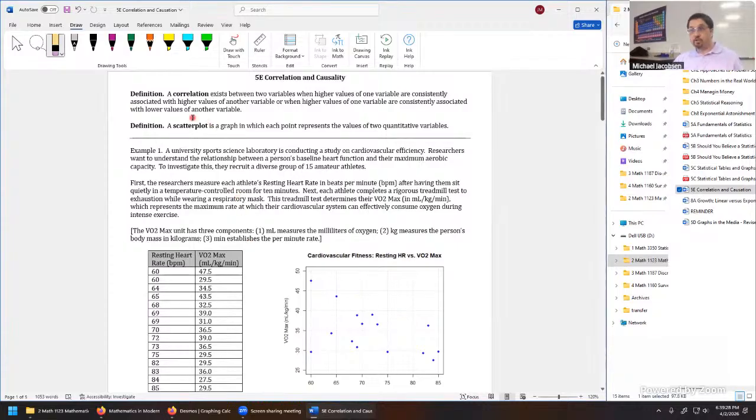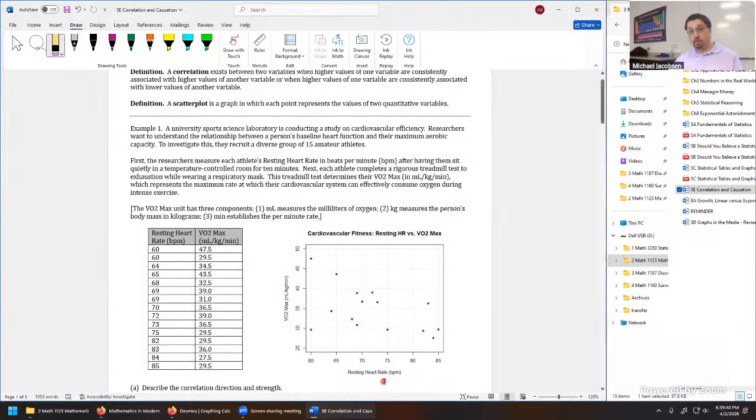In the scatter plot, we're just looking at a graph in which each point represents the values of two quantitative variables. So if we, for example, took a look at this scatter plot, there's a quantitative variable, resting heart rate, and another one, VO2 max. If we look at just, say, one point, this one right here, it should correspond to just one single row in the overall data table from which the scatter plot came.